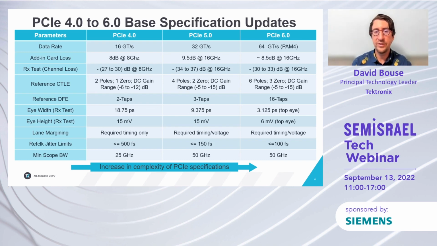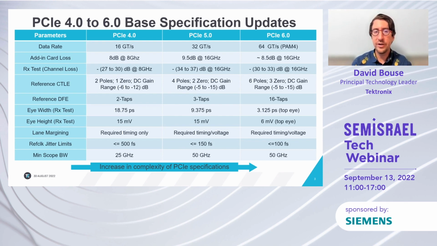That was 27 to 30 for Gen 4, 34 to 37 for Gen 5, and 30 to 33 for Gen 6. You can also see the evolution of receiver equalization in terms of CTLE, adding more poles and more zeros. We're at 6 poles and 3 zeros now for Gen 6. More taps in the DFE equalizer, 2 to 3 to 16.